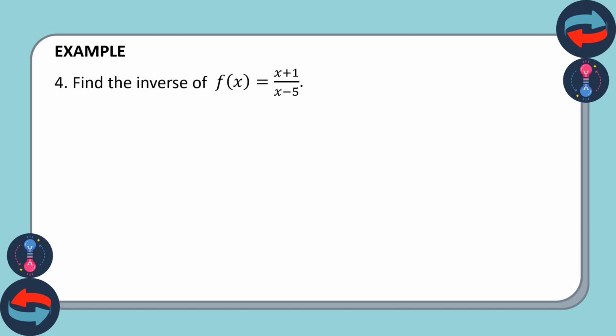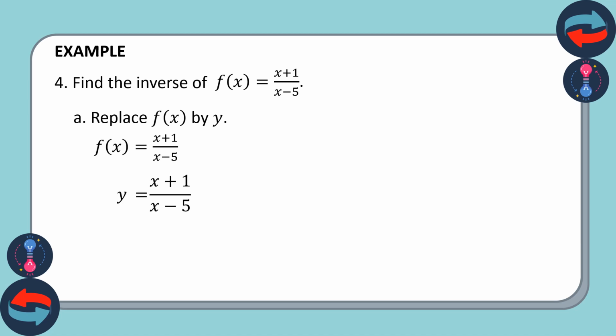For our fourth example, this is not a one-to-one function. So all we have to do is to get its inverse. We now replace f of x by y. So y is equal to the quotient of the sum of x and 1 and the difference of x and 5. Then, we swap x with y and y with x. x is now equal to (y plus 1) all over the difference of y and 5.